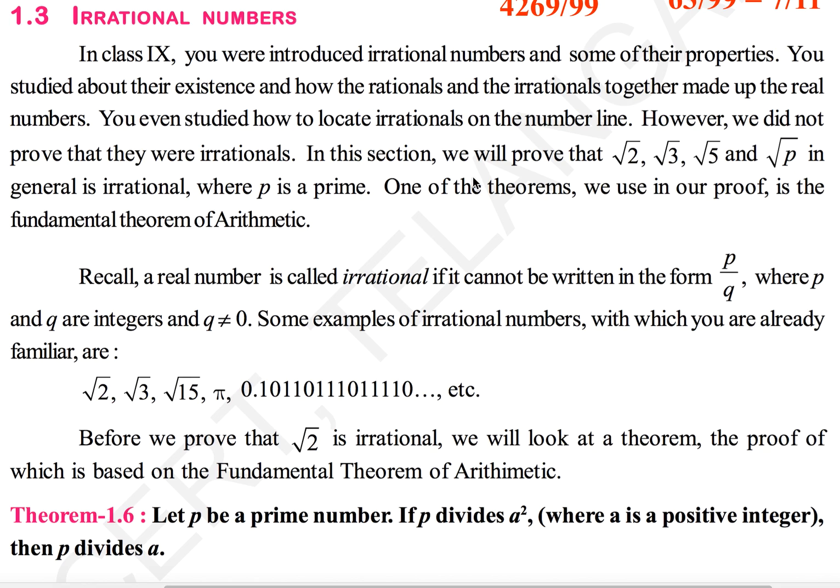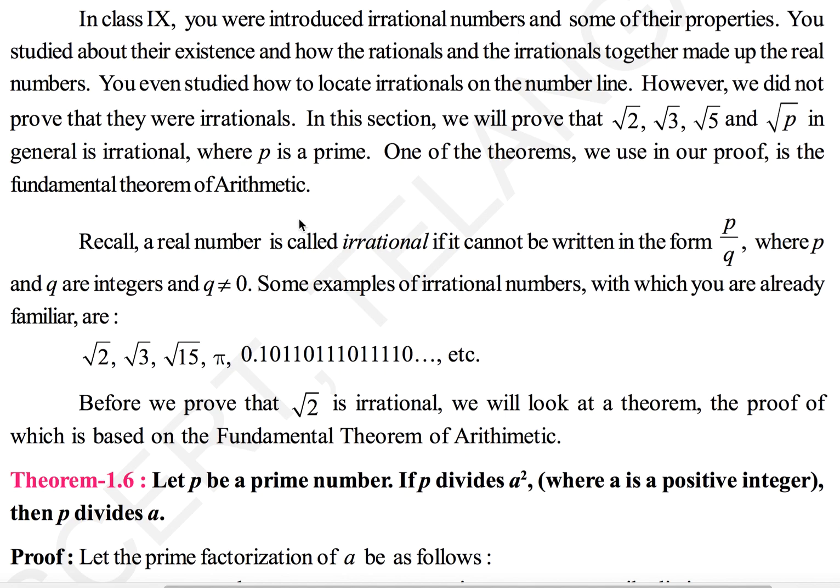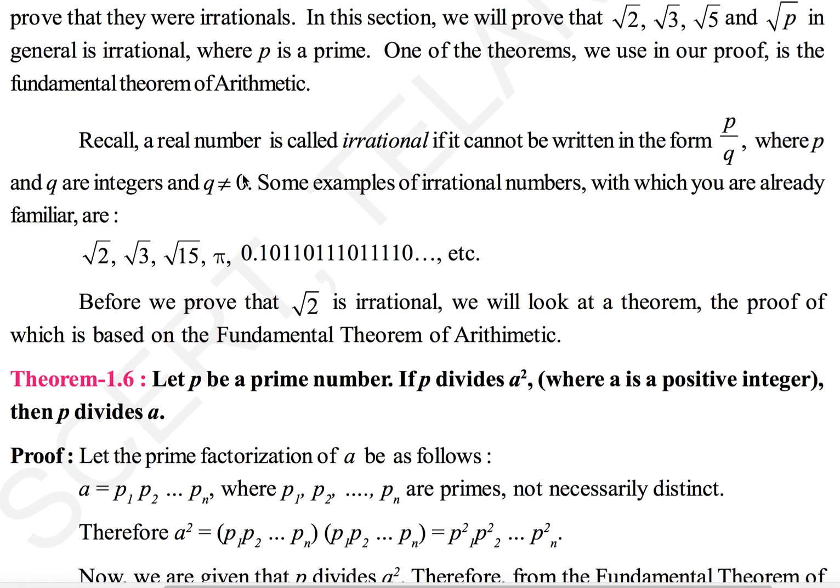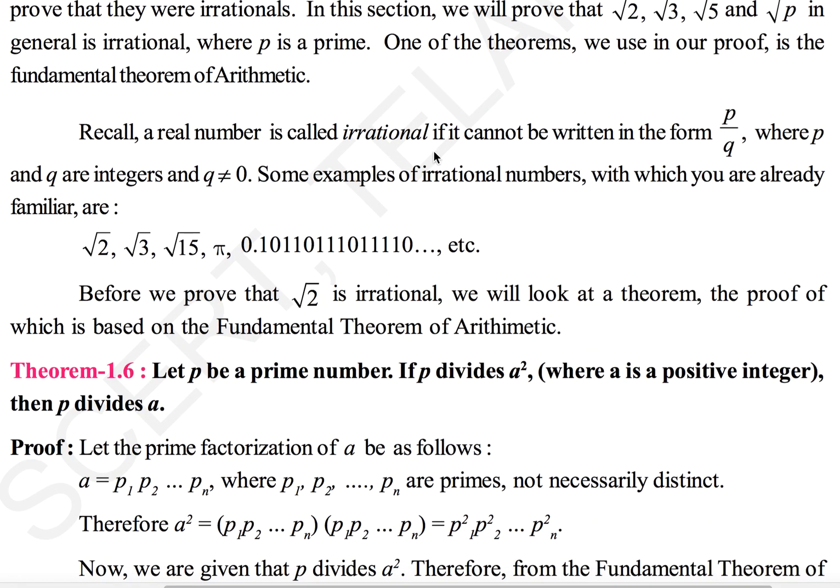In this section, we will prove that root 2, root 3, root 5, and root p in general is irrational, where p is a prime. One of the theorems we use in our proof is the fundamental theorem of arithmetic. Recall, a real number is called irrational if it cannot be written in the form p by q, where p and q are integers and q is not equal to 0.